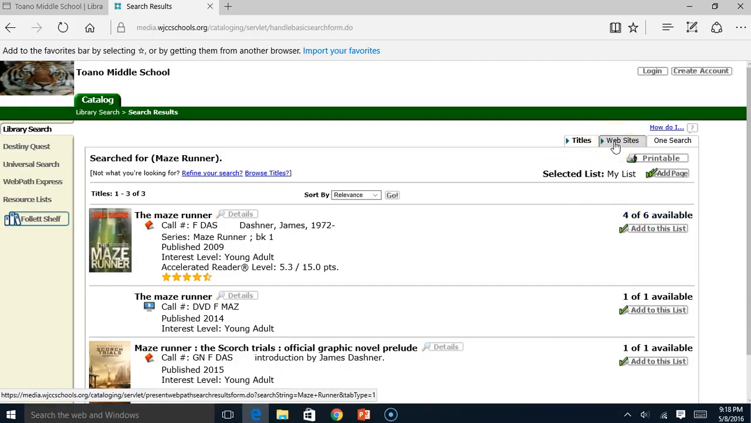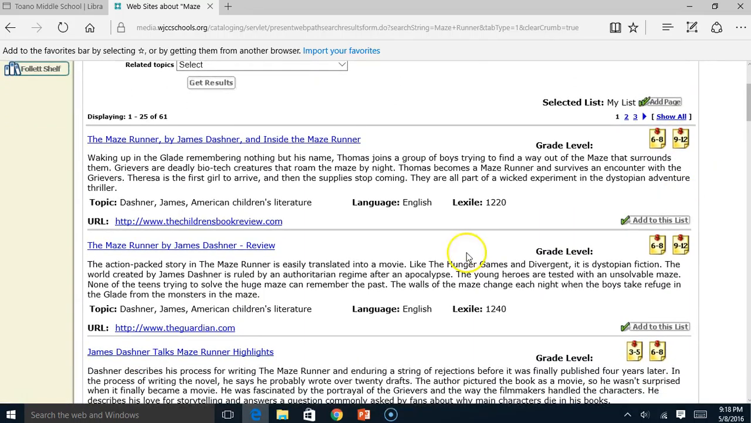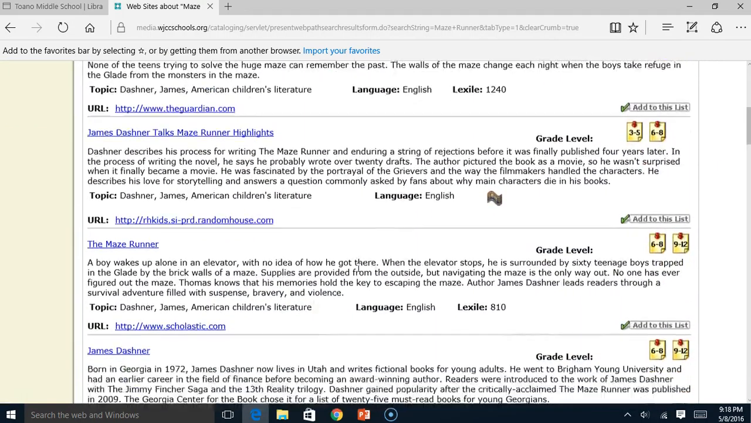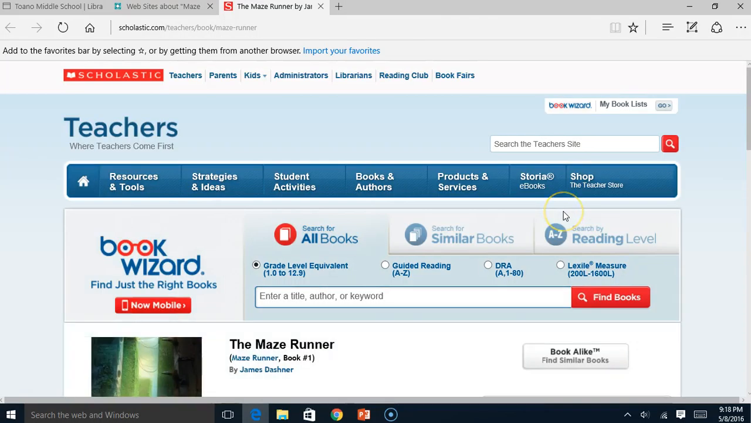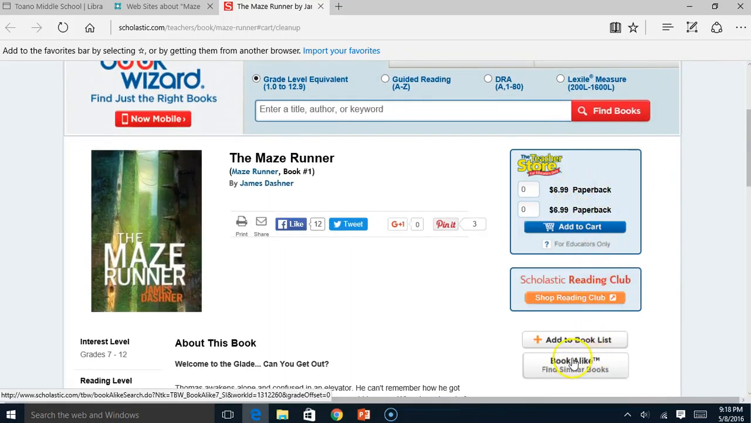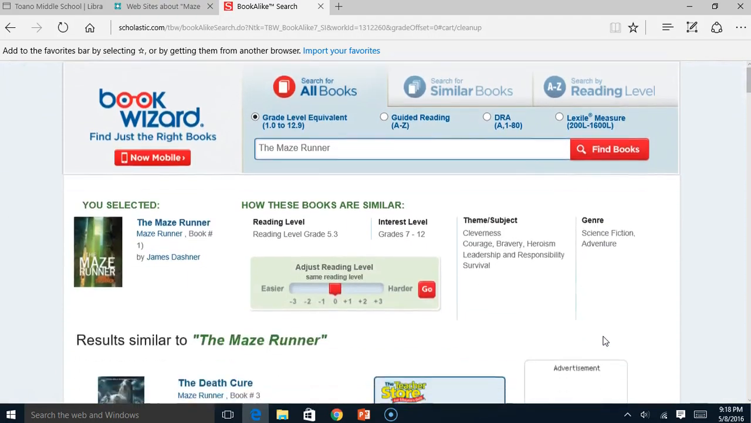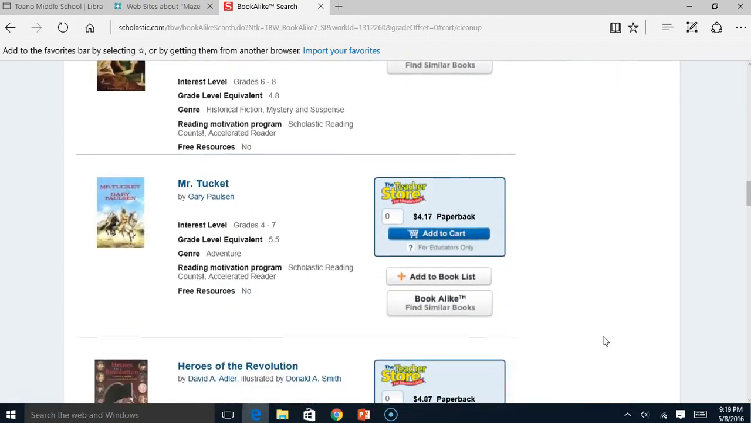You could, if you wanted to, take a look at websites that may have some links to the Maze Runner series. For example, one of my favorites is Scholastic. If you're looking for some more information on this, you can certainly use one of these website addresses. Of course, they want to sell you the book, but what I like about going here is to look at the book alike, finding similar books to the Maze Runner. So if you like Maze Runner, you might like some of these other books. Notice the whole Maze Runner series and then some.